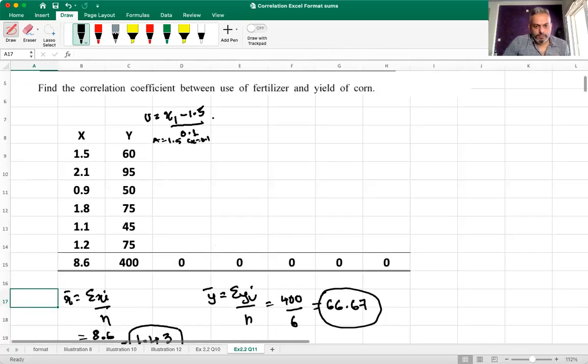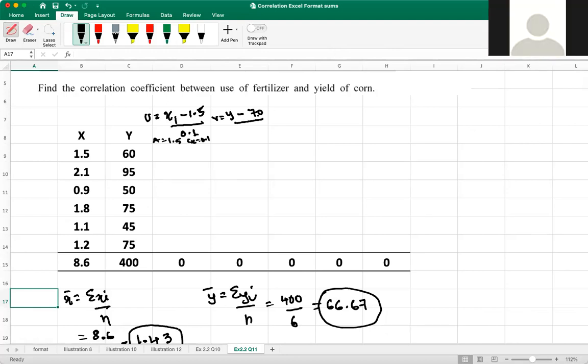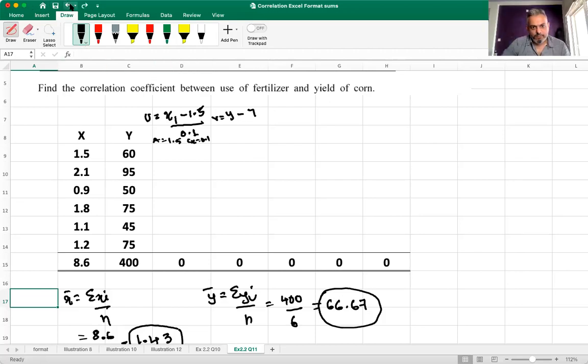Now, V is equal to Y minus 66.67. So let's take 70. You can take 65. Let's take 65. I think 65 would be a good option. Now, all are divisible by 5. So upon 5, so B is equal to 65 and C of Y is equal to 5.